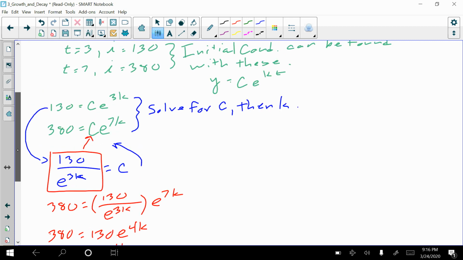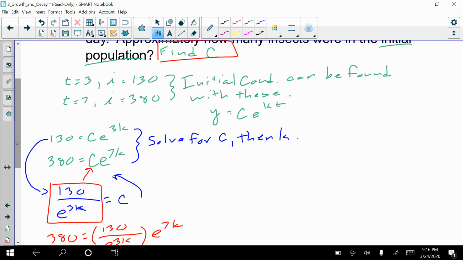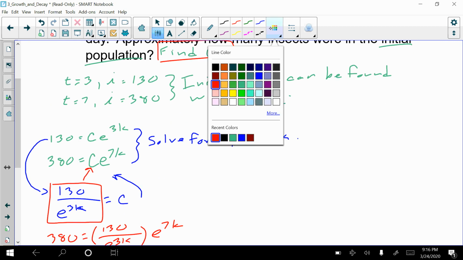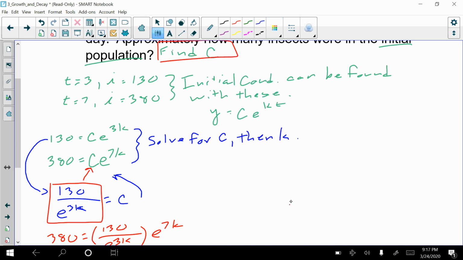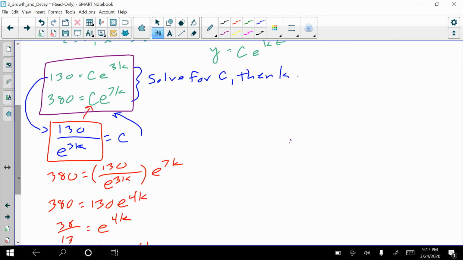Now, which equation do I use to solve for C? Well, to solve for C, and let me do that in a different color. Let's try purple. I can use either of these two equations to solve for C. It really doesn't make a difference which one you use. I'm going to use the first one simply because the numbers are smaller.